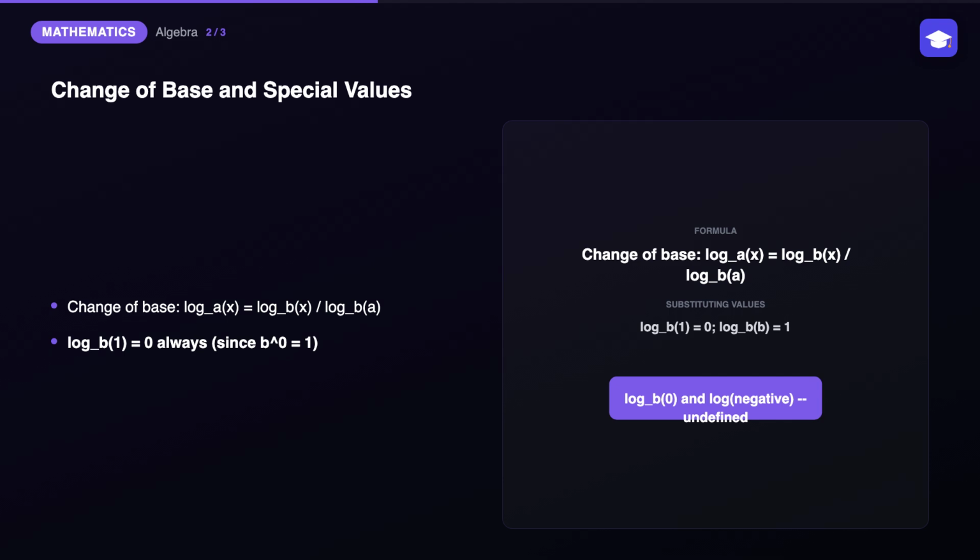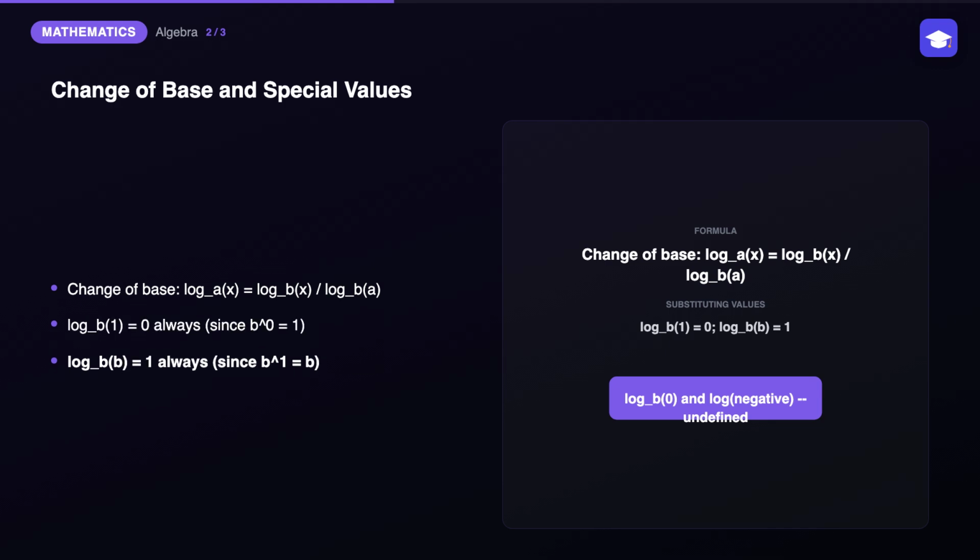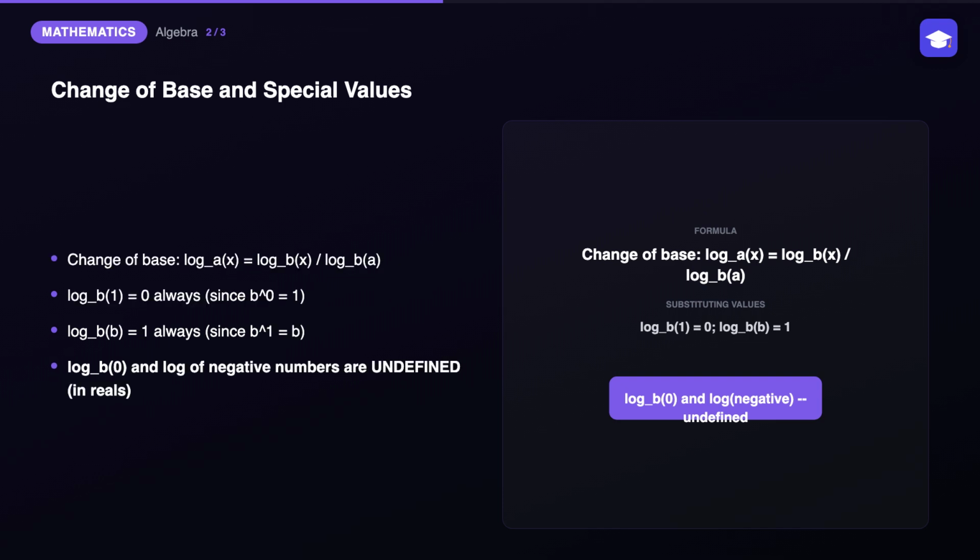A few essential special values are worth memorizing directly. Log base b of 1 always equals 0 since b to the power 0 equals 1 for any base. Log base b of b always equals 1 since b to the power 1 equals b, and log base b of 0 is undefined, since no finite power of a positive base can ever produce 0. Similarly, logarithms of negative numbers are undefined within the real number system entirely.